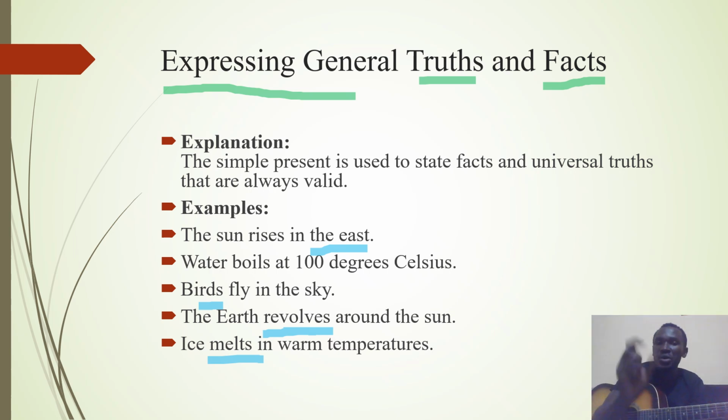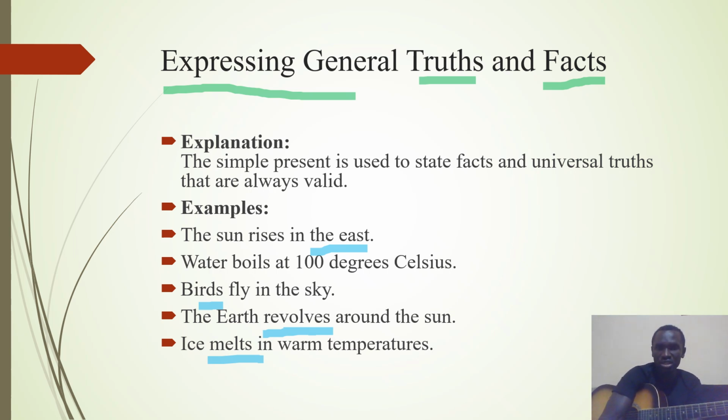I hope you can build some examples of sentences in simple present tense expressing general truths. You can talk about the capital cities of your country, the highest mountains in your region, in your country, the biggest lake, the longest rivers, and so forth.